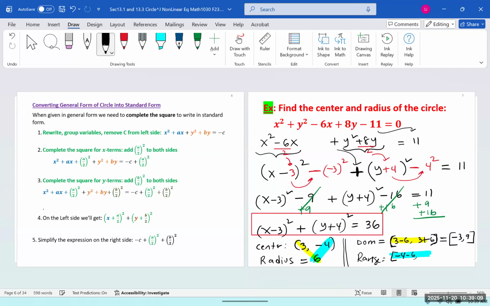Negative 4 minus 6, negative 4 plus 6. So what is our range? Negative 10, positive 2.